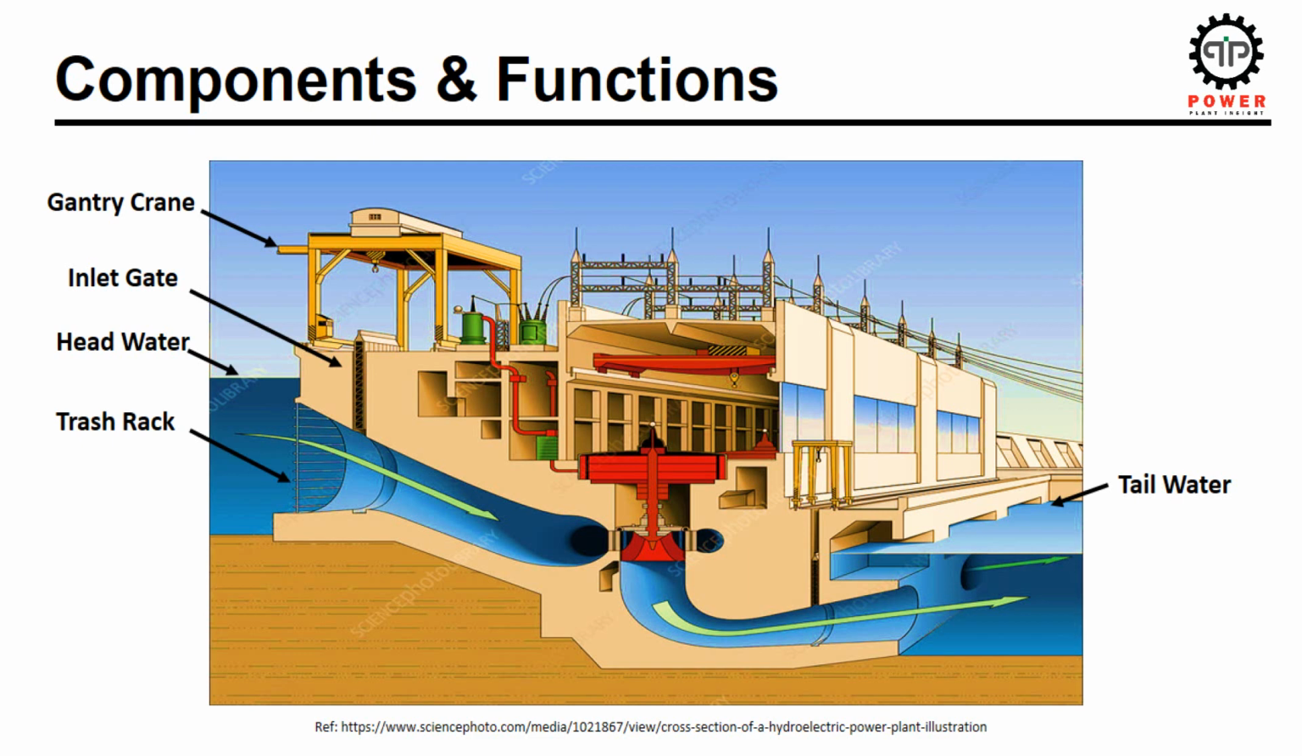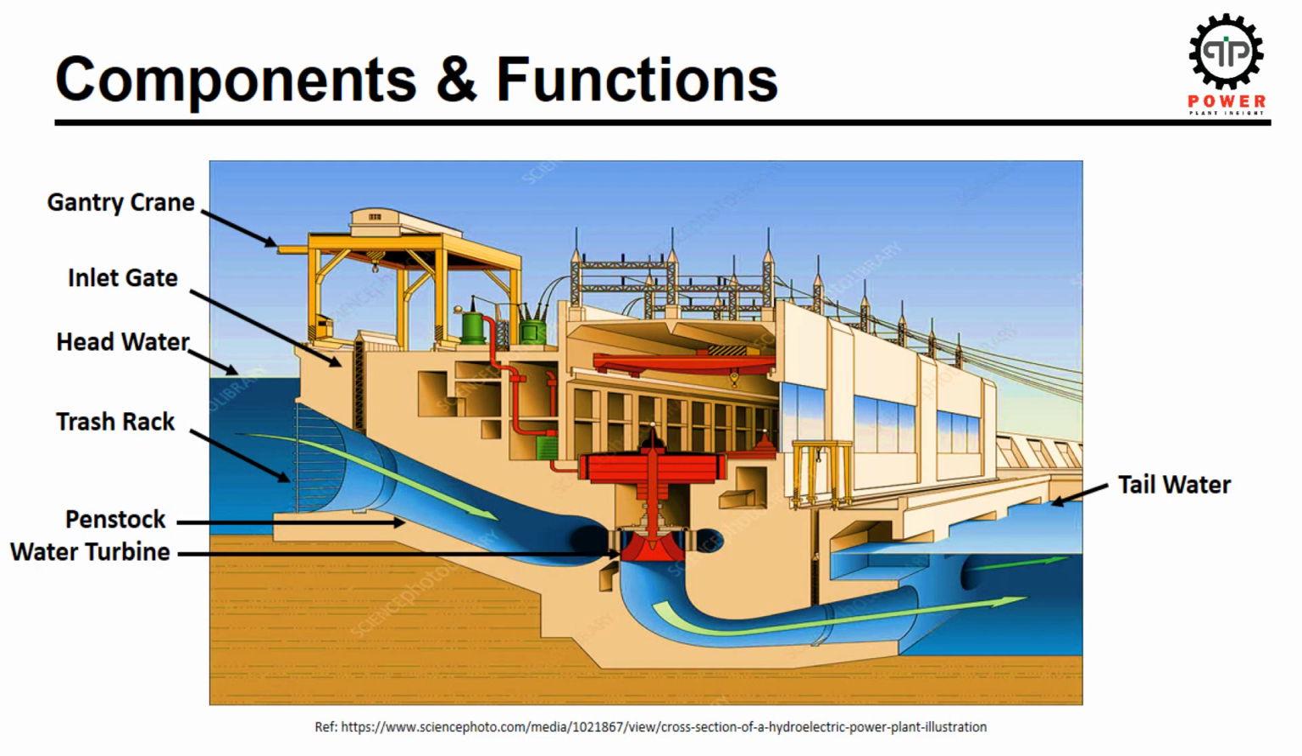Trash rack. It is used to obstruct debris from entering the turbine. It is made of bars and is placed at the inlet of the penstock. Penstock connects the reservoir with the turbine propeller. When the gates of the dam are lifted, the force of gravity makes the water flow down the penstock and reach the blades of the turbine.